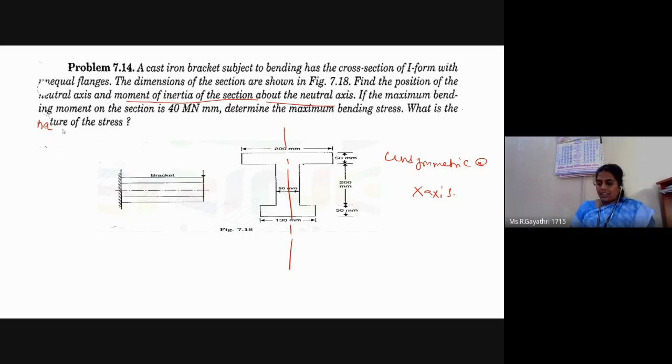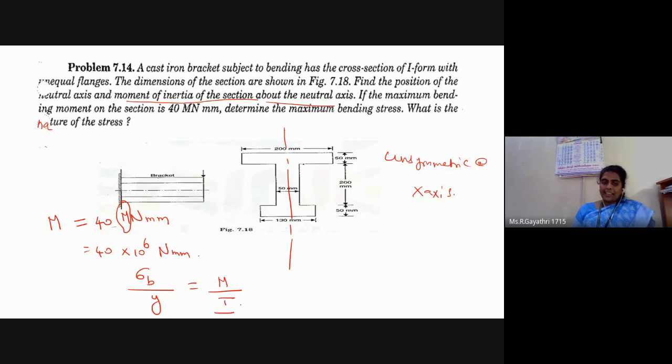Bending moment. Usually they won't give bending moment, but here bending moment is given. That is 40 meganewton millimeter. So 40 into mega means 10 power 6 Newton millimeter. Maximum bending moment 40 into 10 power 6 Newton millimeter. Okay, we need to find bending stress. Sigma b by y is equal to M by I.